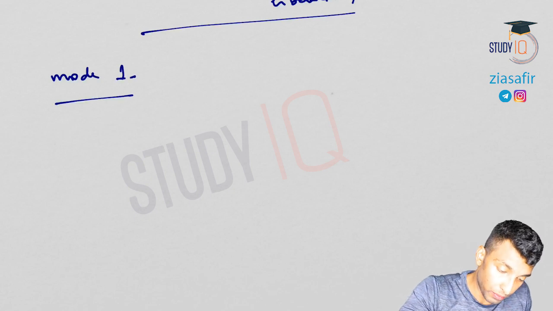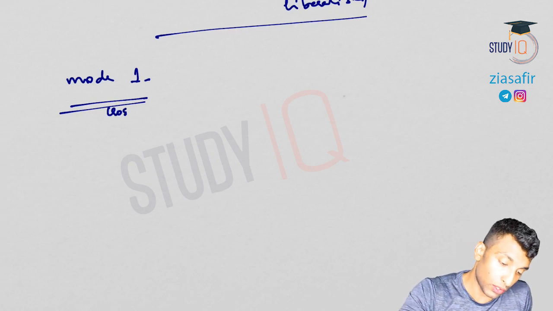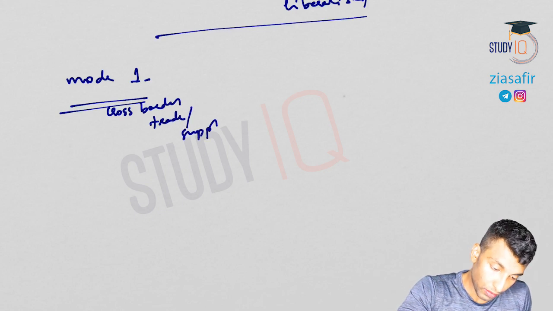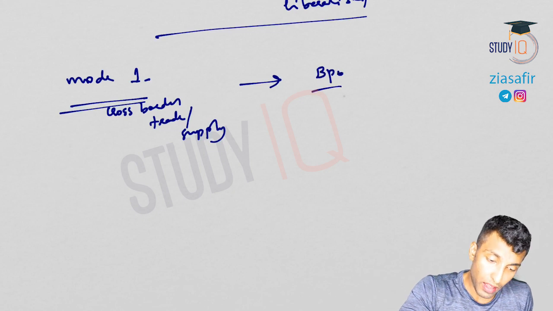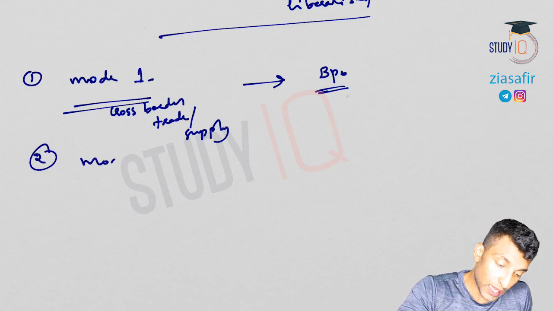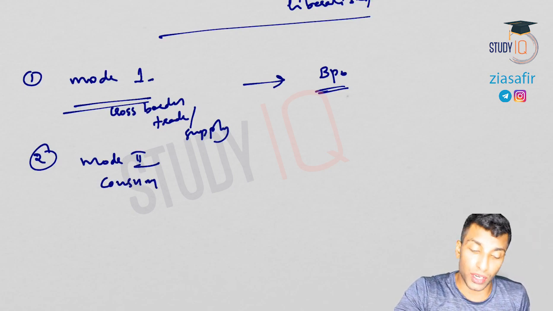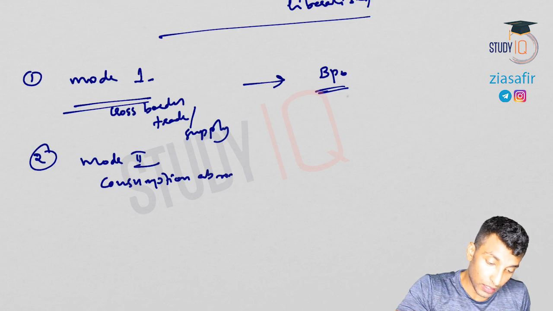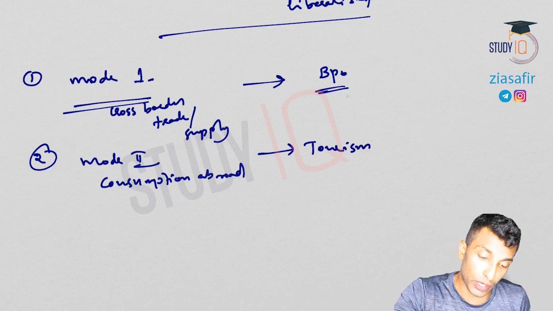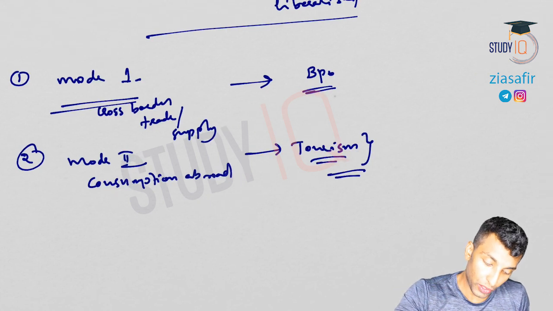So mode 1 means cross-border trade, okay? So here it's cross-border trade or supply. For example, BPO. So BPO will come here. So that's the first category. Second category, mode 2. Mode 2 means consumption abroad. I'll explain this. See, what is the example here? Example is tourism, right? So for consuming this, people are going abroad. So that is why tourism, right?